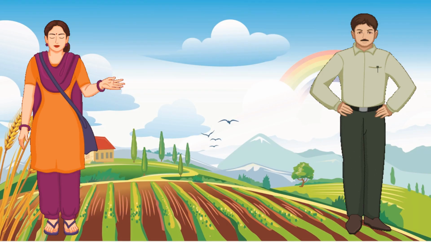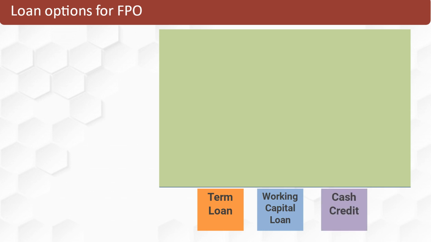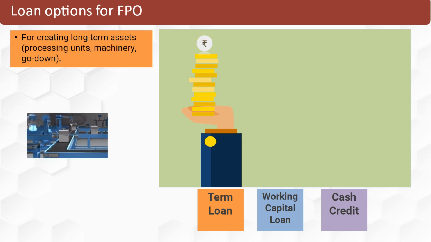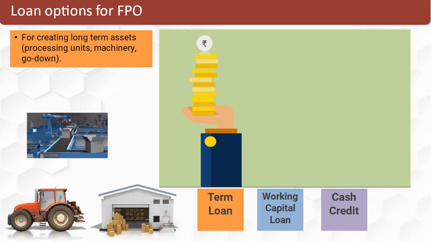Vinod, what are the different types of loans? The different types of loans are working capital loan, term loan, and cash credit limit, etc. Yes, let us discuss it. Loan or debt may be in the form of term loan, working capital loan, and cash credit limit. Term loans are for creating long-term assets, setting up of processing units, purchasing machinery or tractor, constructing godown.